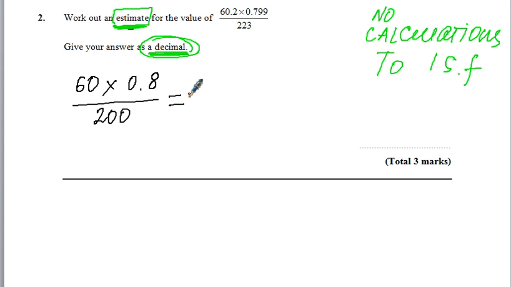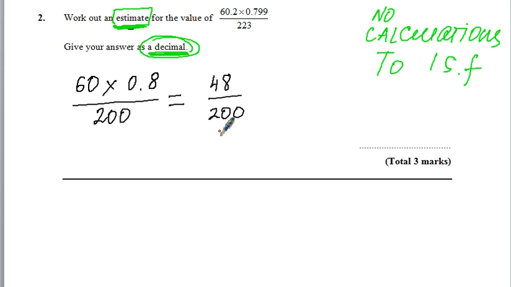Now I'm ready to calculate. 60 times 0.8. It's much easier to multiply 0.8 by 10 first and then by 6. When I multiply 0.8 by 10, I'm just moving the decimal point to the right once. I'm getting 8. 6 times 8 is 48 over 200.